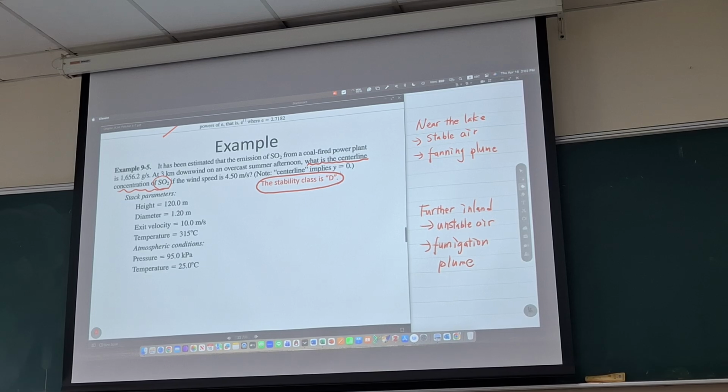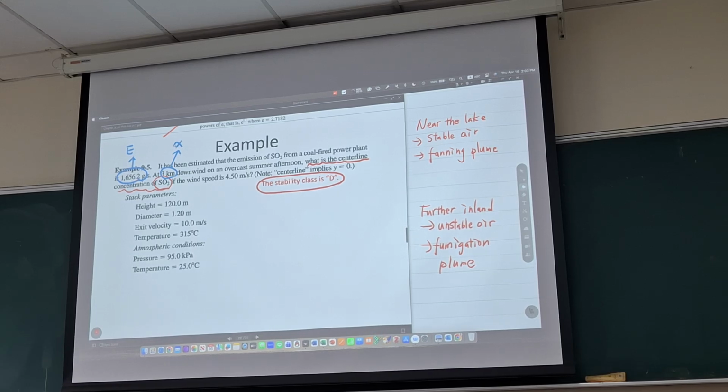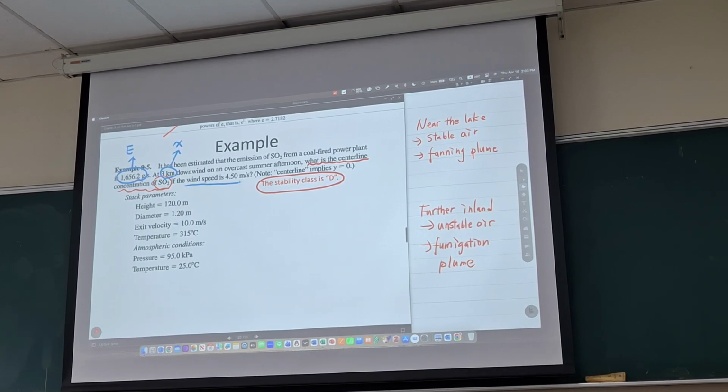So what do we have here? First, what is this value? This value, students, is E. This value is the emission rate. So we have E here. And the 3 here is the downwind distance. So this is X. Do we have a wind speed? Yes. Here's the wind speed, 4.5. So this is U.